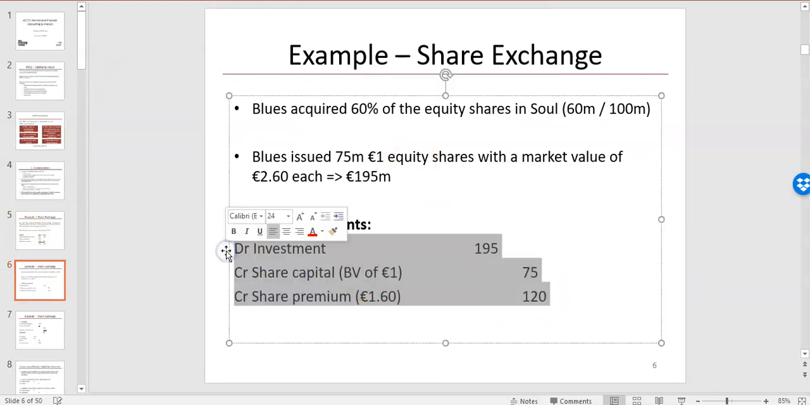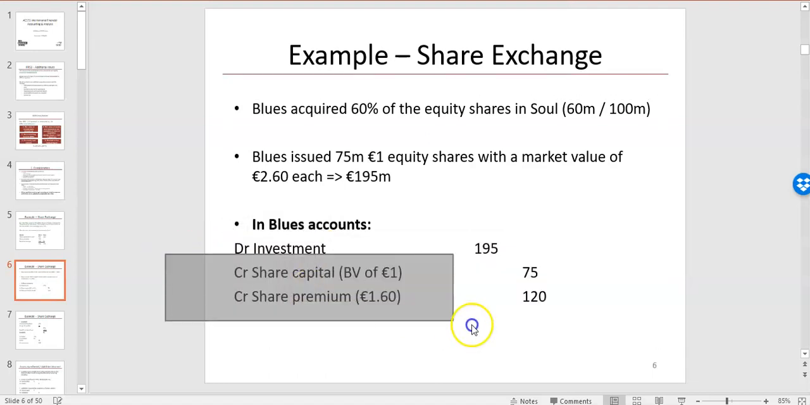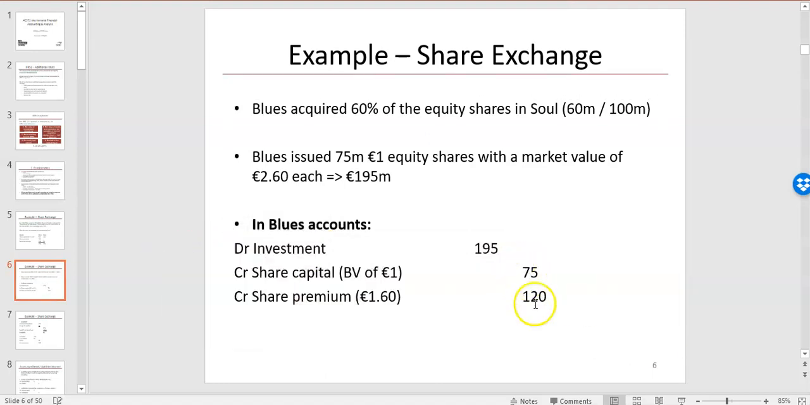So that will be in Blue's accounts. So if you're doing a statement of changes in equity, that will be in there, because that's a movement in share capital and share premium. Now, please be careful and write this down. This is in the parent's accounts, not in the subsidiary's. It's the parent that's issuing new shares to buy a particular investment, a 60% holding in Sol. Right, that's very important that you understand that.